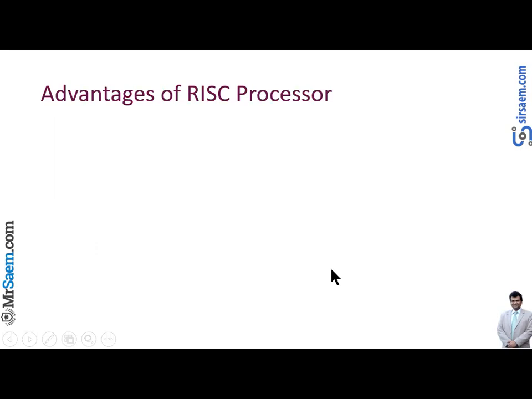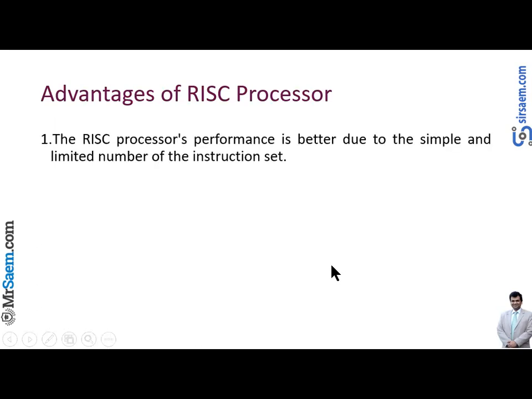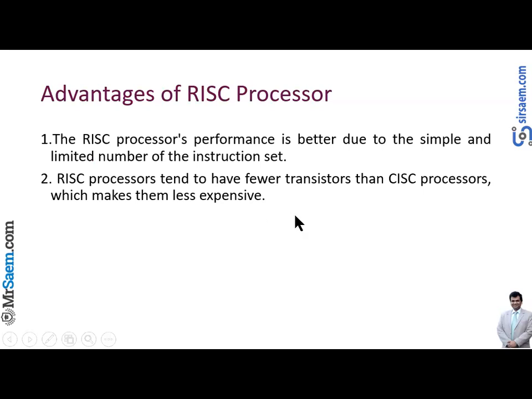Advantages. Well, obviously, RISC processors perform better due to being simple, and you have a limited number of instruction set. Since your instructions tend to be simple, the performance is good. RISC processors tend to have few instructions, which makes them less expensive as well. Few transistors. So RISC processors tend to have fewer transistors. Your CISC processors have more transistors. So obviously the cost goes down.